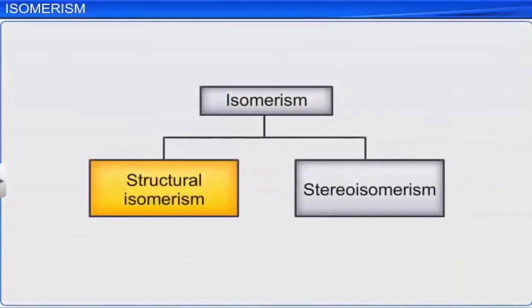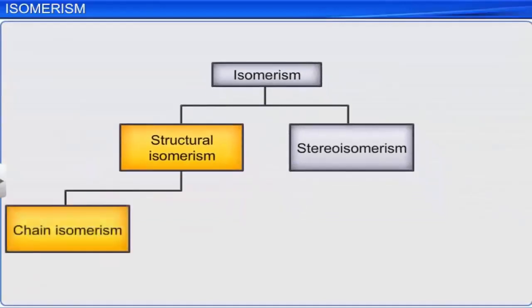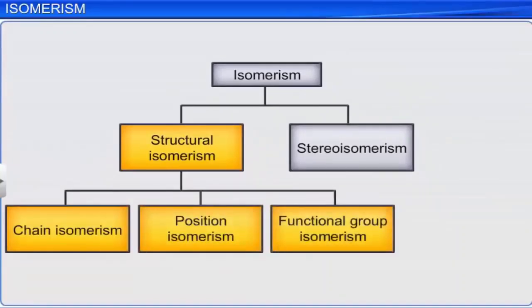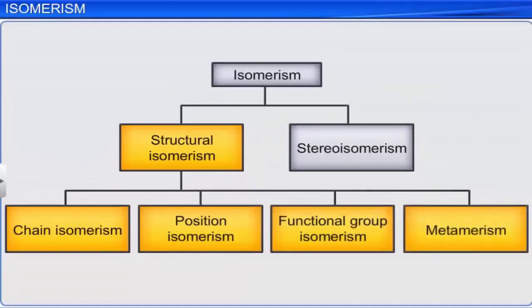Structural isomerism can be of the following types: chain isomerism, position isomerism, functional group isomerism, and metamerism. Let's look at chain isomerism. Compounds that have the same molecular formula but different carbon chain, that is, straight or branched chain, are known as chain isomers, and the phenomenon is known as chain isomerism.